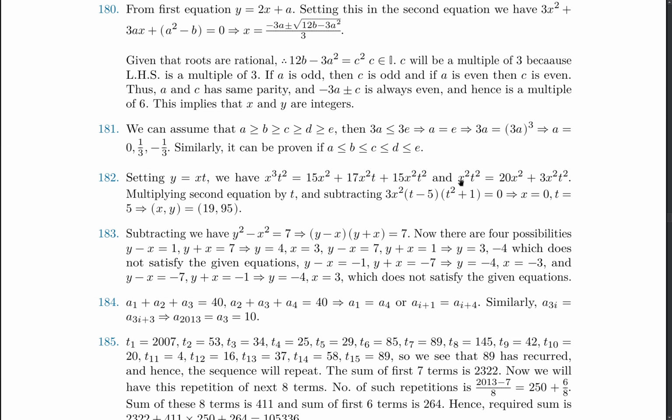Now what we do is we multiply the second equation by t. So it becomes x^3 t^3 = 20x^2 t + 3x^2 t^3. So we subtract, we get 3x^2 (t - 5)(t^2 + 1) = 0. Now once we have this, we can say that x is equal to 0 or t is equal to 5, or xy is equal to 19 and 95.